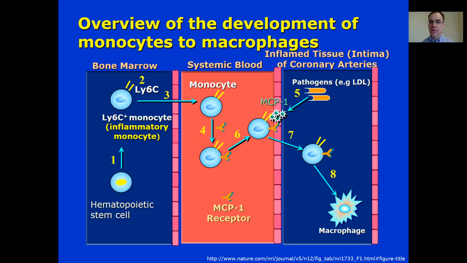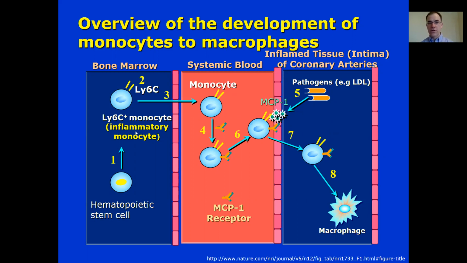But first, let's understand what's happening here with the initial development of atherosclerosis. It begins with the development of monocytes, and then how those monocytes end up becoming macrophages. So we have three areas. We have the bone marrow here, we have your blood vessels here, and then here we have the inflamed tissue. In our case, it's going to be in the coronary arteries.